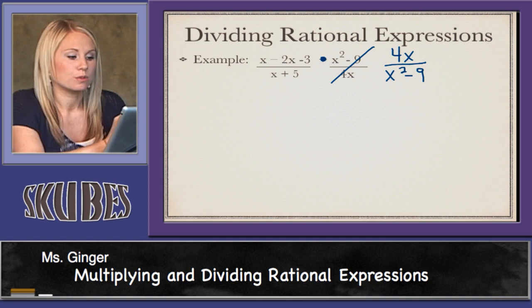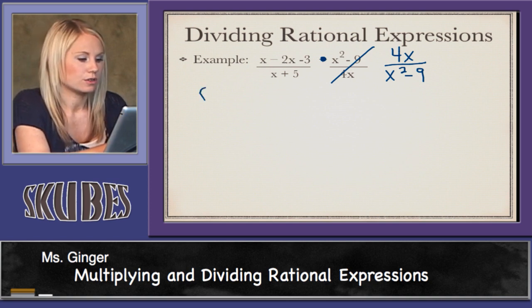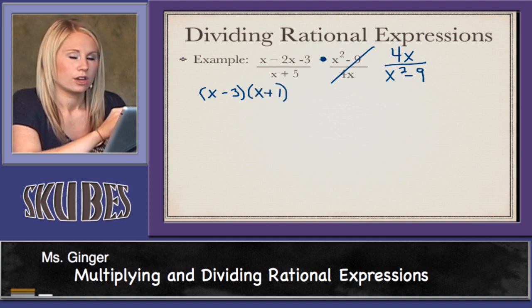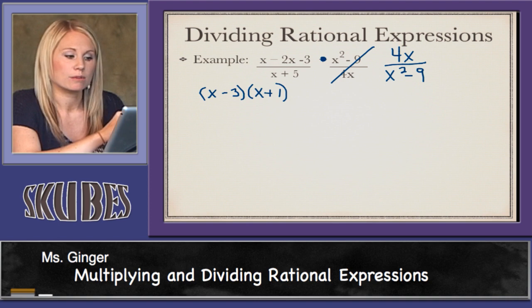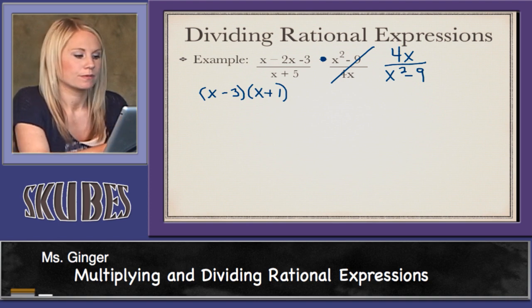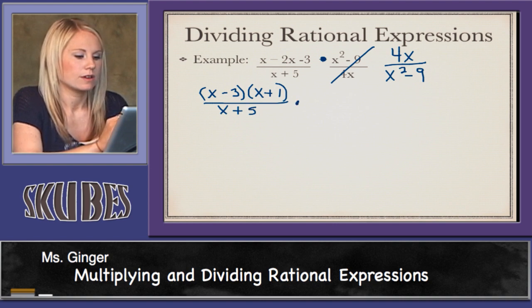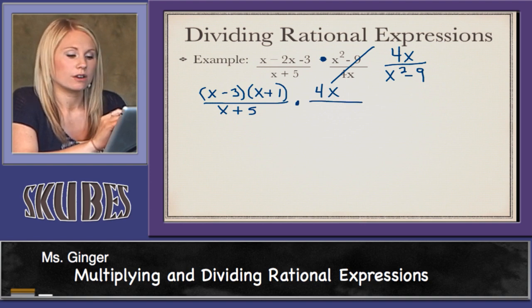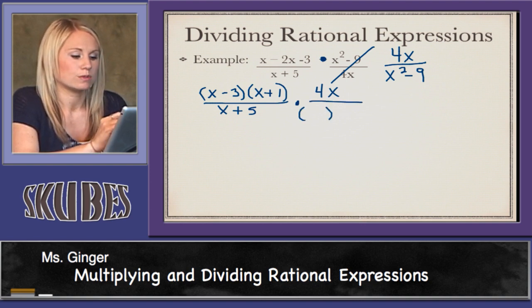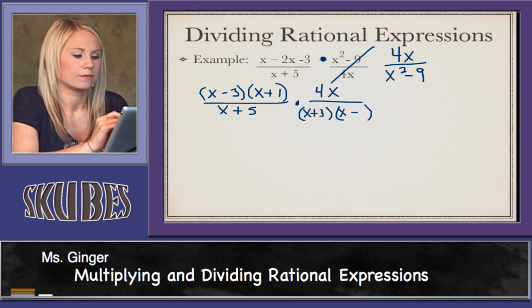So it looks like this first numerator could be factored into x minus 3 times x plus 1. And again, if you're not sure about your factoring, just FOIL it back out and make sure you get to the original expression. Over x plus 5, nothing can be done there. Multiplied by 4x, nothing can be done there. But in the denominator here, I can factor this to be x plus 3 times x minus 3.